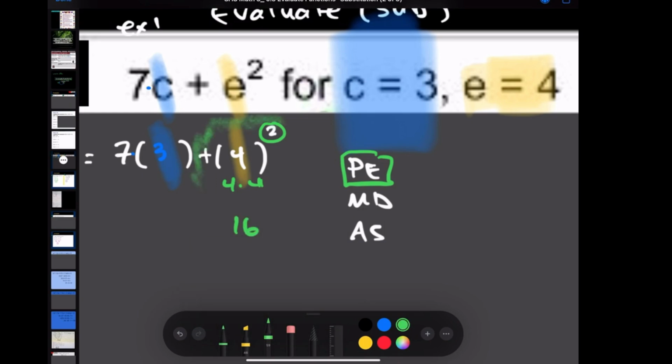Okay, pay attention. Let me see if I can highlight that. This here, all of this is going to be positive. 4 squared is positive. That's why I'm writing a plus sign here. And then class, 7 times 3? 21. And then 21 plus 16 is 37.